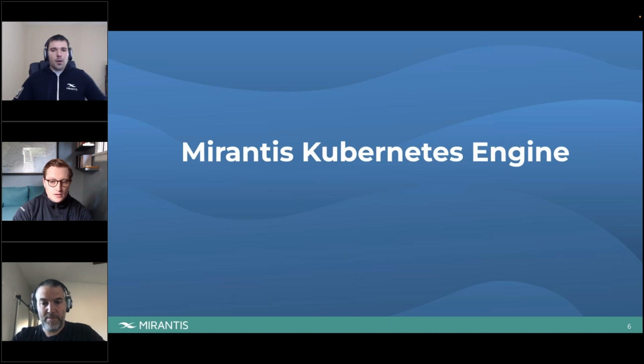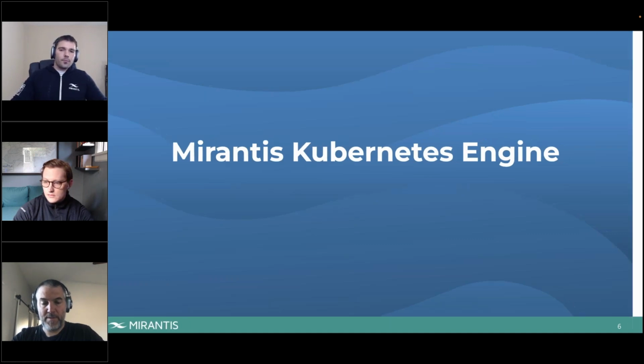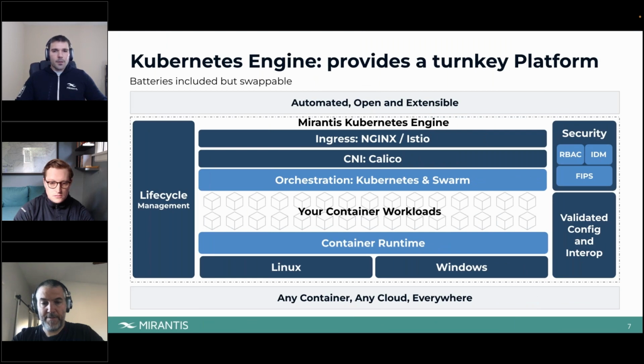So real quick, we will talk about MKE. This is going to be a high-level overview, and then we'll actually jump into more of what Kubecost is doing. As mentioned, Mirantis Kubernetes Engine is a resilient and robust certified Kubernetes distro that has all of the batteries included, but they're swappable. So if you have your own networking technologies, your own ingress that you want to use, you absolutely can swap out the Nginx or the Istio for your choice.